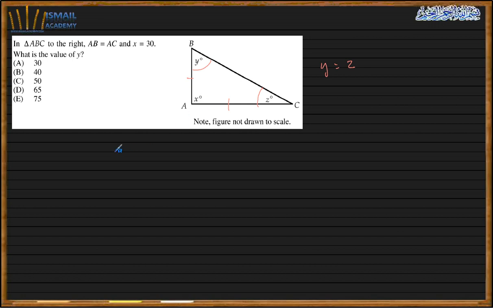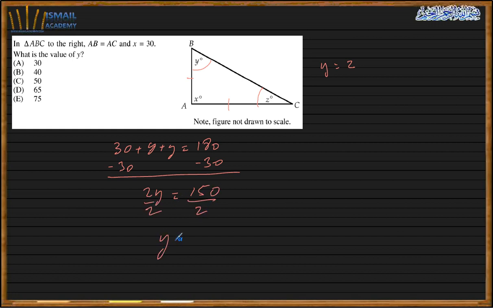So if x is 30, we'll have 30 plus 2y equals 180, because the sum of the internal angles is always equal to 180. So minus 30 both sides. So I got 2y equals 150, divided by 2 is going to give me 75. So y will be 75 degrees, and E is my answer. Next question.